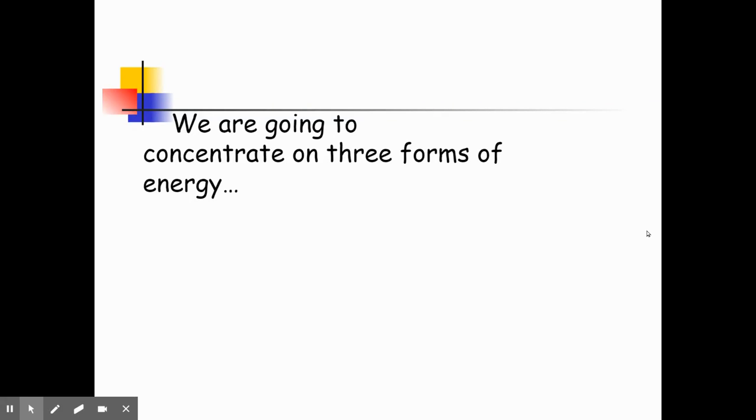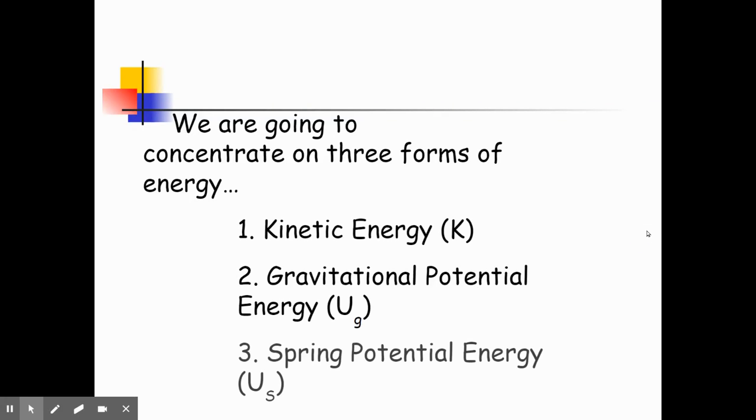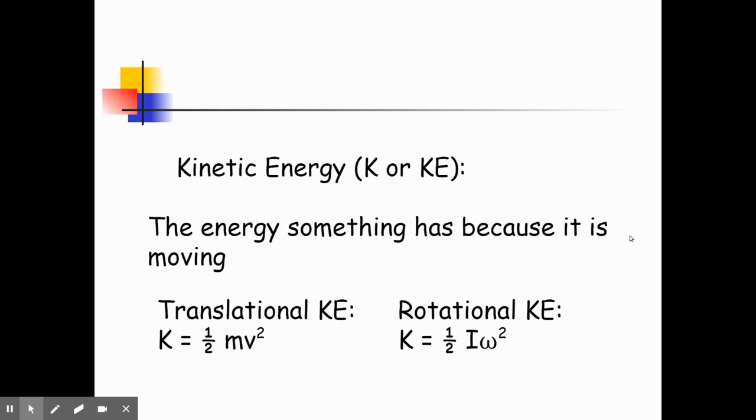So there are three types of energy that we're going to focus on in AP Physics. The first one is kinetic energy, and I'm going to focus on that one for this video. Kinetic energy, if you saw it in regular physics, it would have been KE. This is how much energy something has because it is moving. And there are two different kinds of kinetic energy that we're going to be learning about. There's translational kinetic energy, which is 1/2 times your mass times your velocity squared.